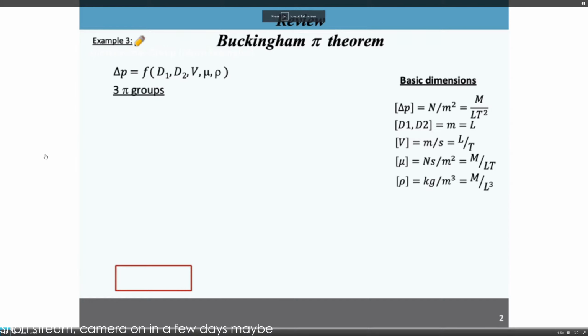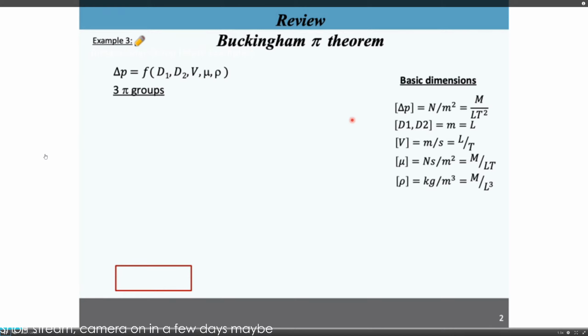With the application of the Buckingham pi theorem, the objective is to form dimensionless groups. For example, in this case, the pressure drop is a function of dimensions d1, d2, velocity, viscosity, and rho. How to form dimensionless groups out of these variables? Now you find that there are 6 variables in this case: 1, 2, 3, 4, 5, 6. So n is equal to 6.